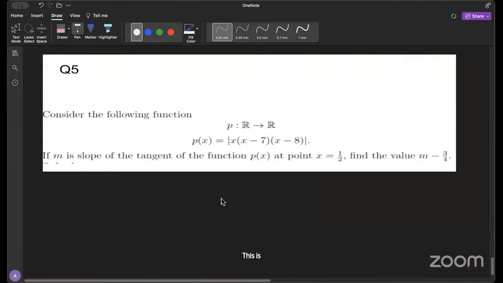This is the next question. And if possible, try to write this function, although you don't need to, in its branch form. You don't need to for this question, but try to.